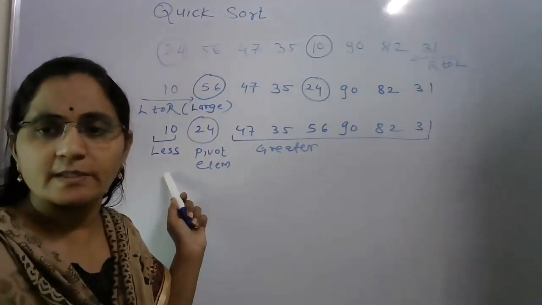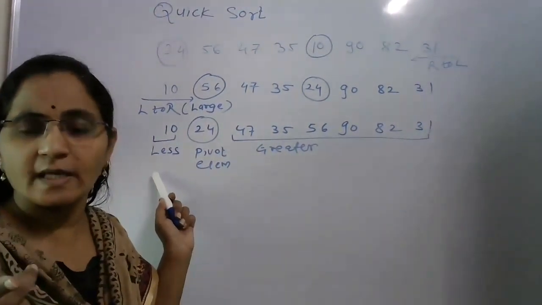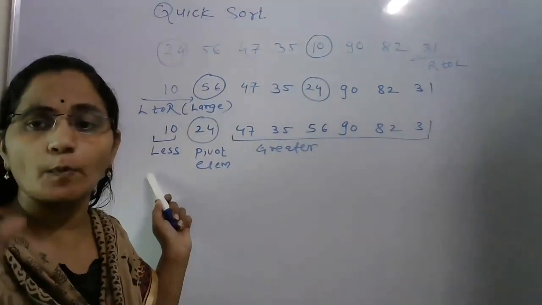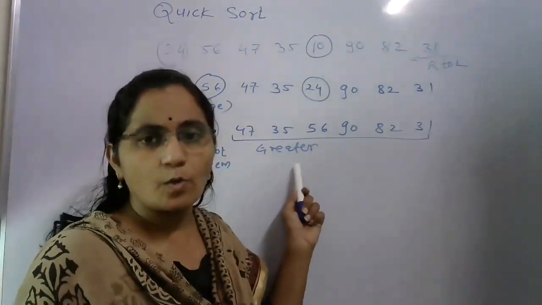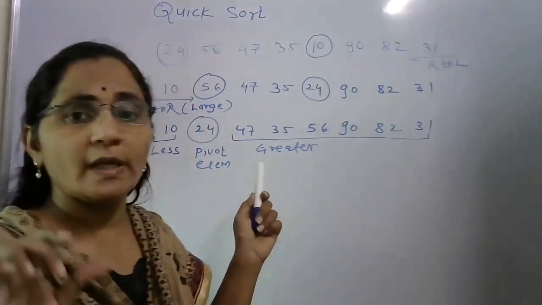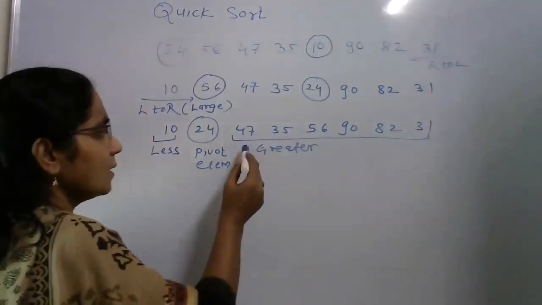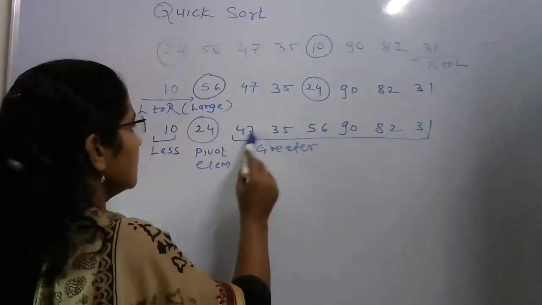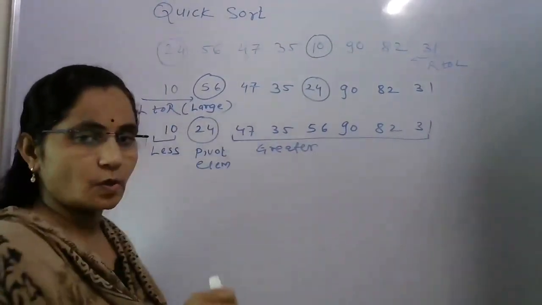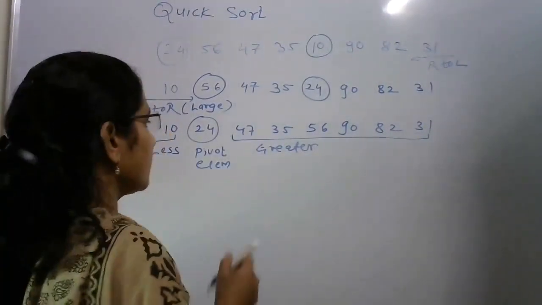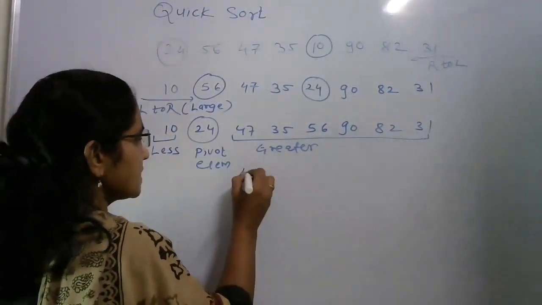So there is no necessity to apply the same process again. There is no necessity to conquer the problem, solve the problem. Now we go to the second list. Now we think about the second list. Again, all these elements are greater than 24, but these elements are unsorted. So again, you have to apply the steps for the second list.